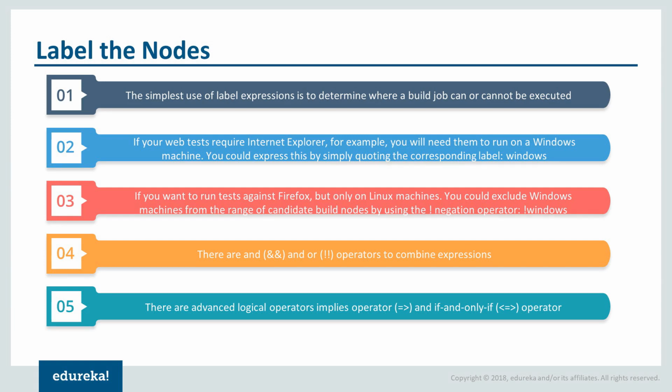Let's say you want to run tests against Firefox, but only on Linux machines. So you could exclude Windows machines from the range of candidate build nodes by using the negation operator. So exclamation Windows would mean that you don't want to run this on Windows machines, anything else but Windows. That's what it means. And then you can do multiple combinations of AND operators and exclamation marks, all these things, to set up how exactly you want them to be working for you.